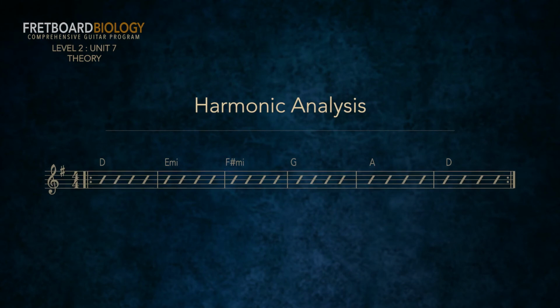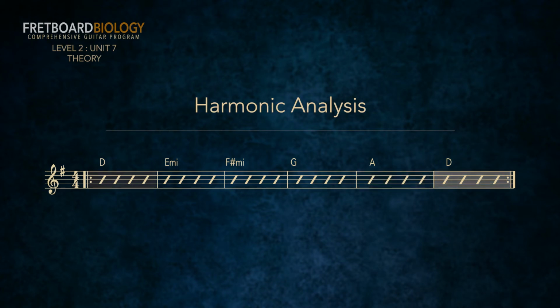Let's do another one. In the following major key progression, let's determine all the keys to which each chord could belong. And then we'll determine what key it's in. This progression has a D major for a measure, an E minor for a measure, an F sharp minor for a measure, a G major for a measure, an A major for a measure, and it ends with a D major.